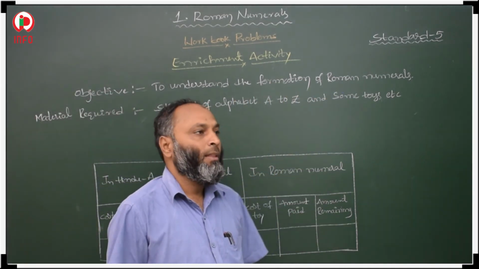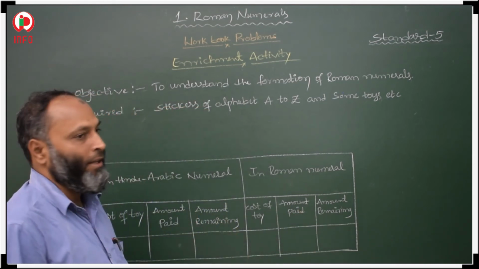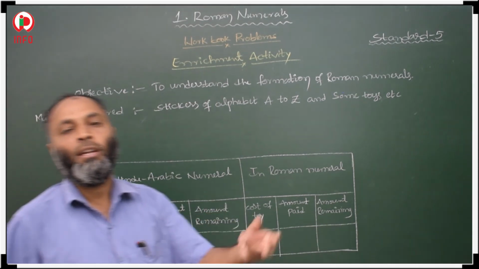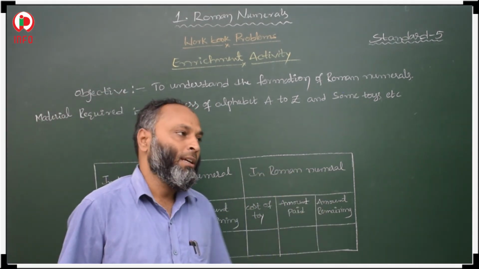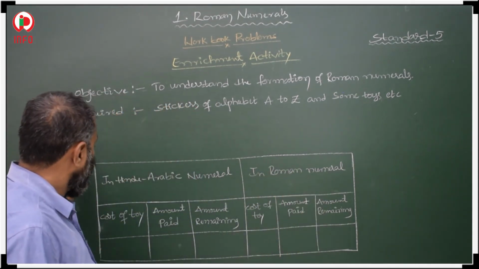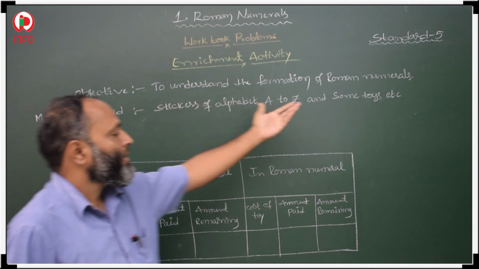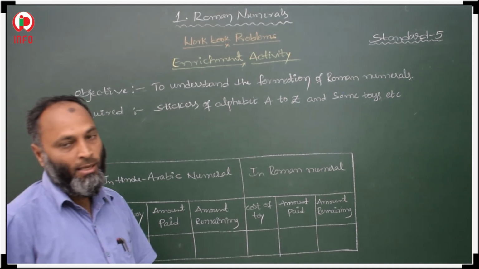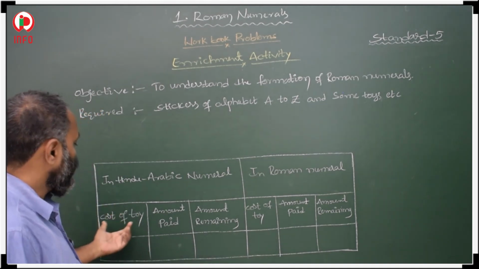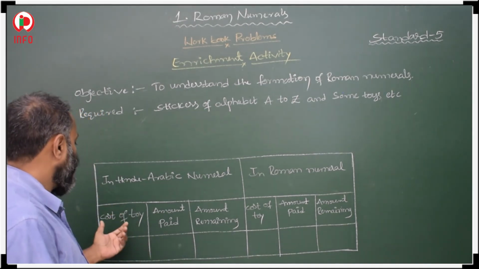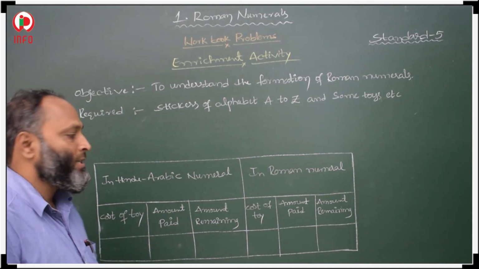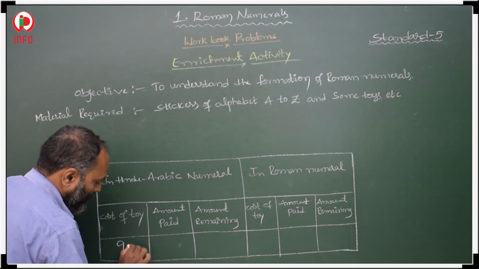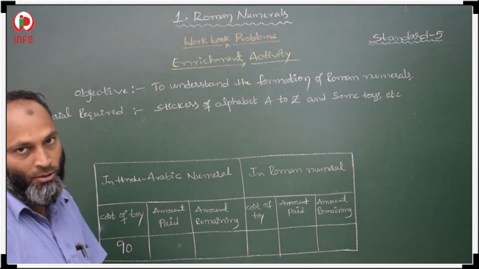Okay. Then how to do this activity? Suppose in a class there are 20, 25, 30, 35, 40 students, whatever the class strength is. They have some toys with them, and everyone should sell their toys. Suppose the first student wants to sell his toy. The price of the toy is 90 rupees.